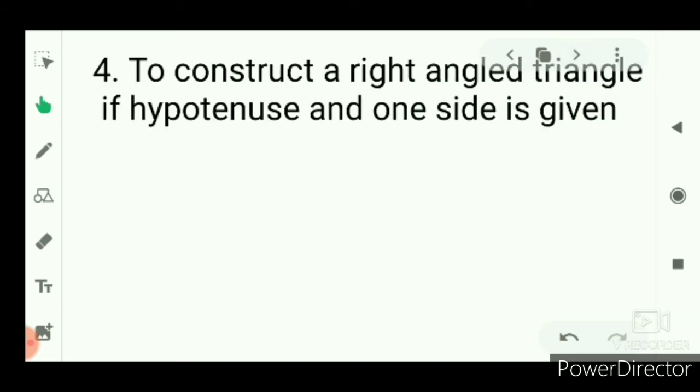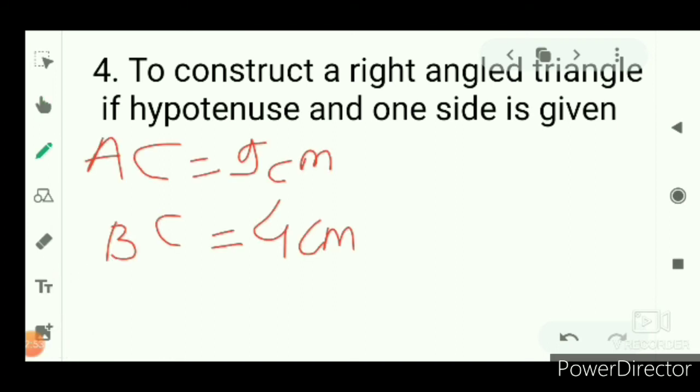Okay, the fourth type of constructing a triangle is when the hypotenuse is given and one side is given. If hypotenuse and one side is given, suppose in the triangle ABC, AC is the hypotenuse which is given as 9 centimeter and BC is one of the sides of the right angle triangle and which is 4 centimeter. We all know that in a right angled triangle one angle is of 90 degree.